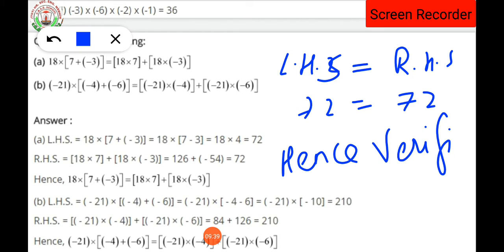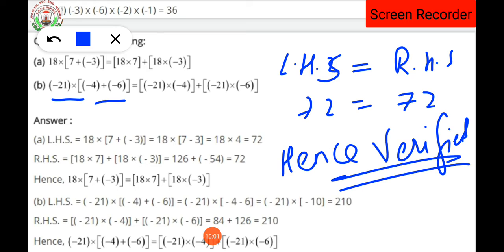Clear everyone? Why is it verified? Because on both sides our answer is coming the same. That's why it is verified. Clear everyone? Now in the same way we are going to see the B part of the question. What is the B part of the question? That is minus 21 into bracket minus 4 plus minus 6. Okay, this is the LHS part.